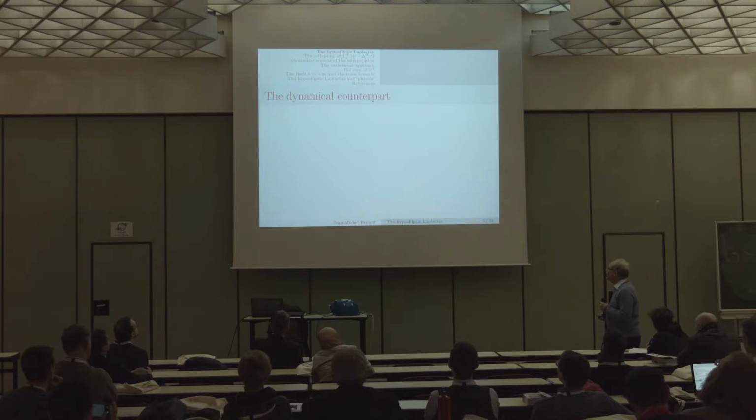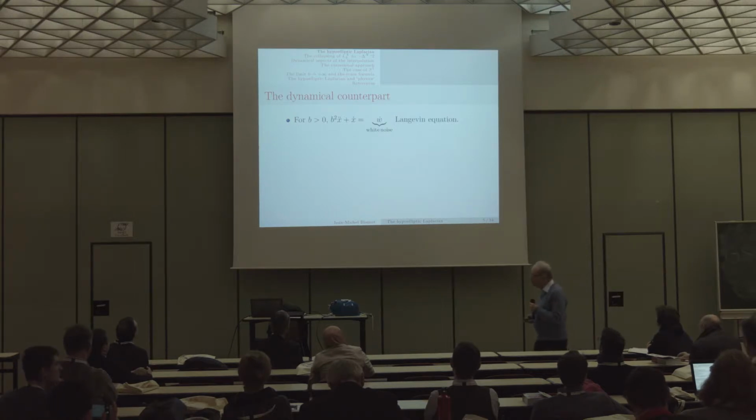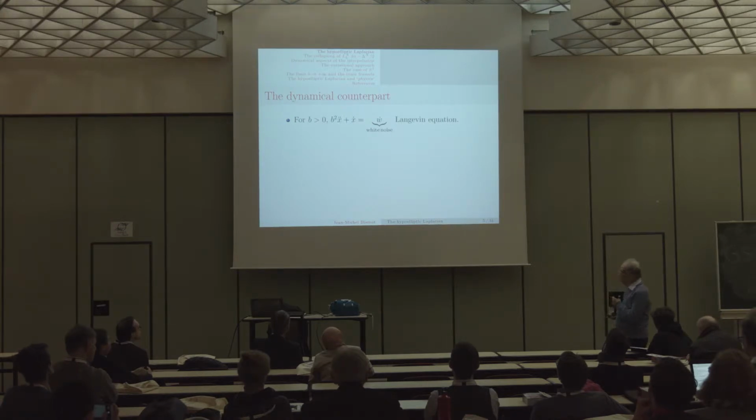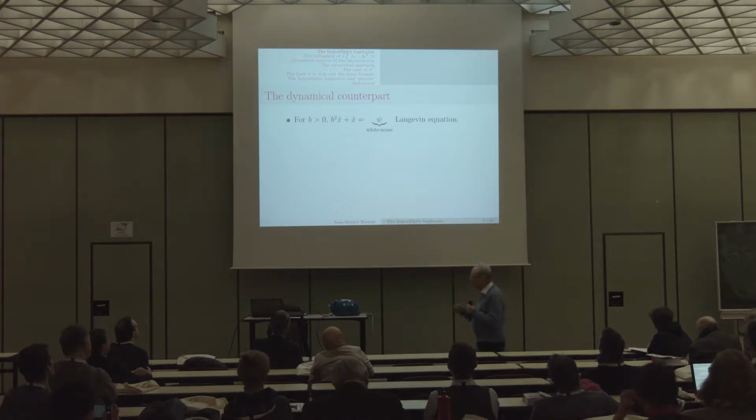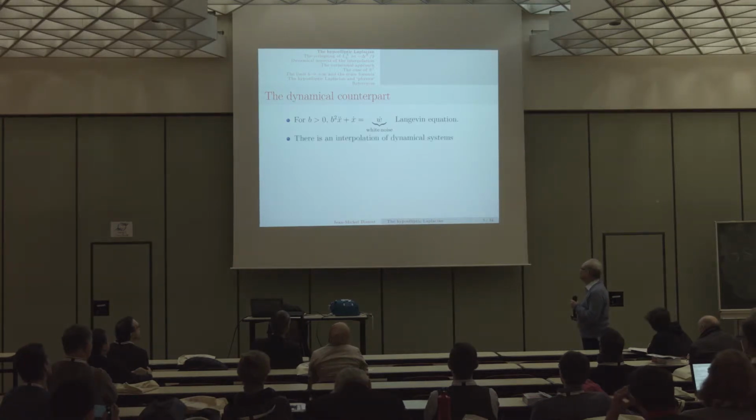So let me just explain now the dynamical counterpart. As I said before, for b positive, I consider the second order differential equation, which is written on the board. The right-hand side here is W dot, which is the so-called white noise. So that's a second-order differential equation which is excited by extremely random shocks. This equation is known in mathematical physics as the Langevin equation.